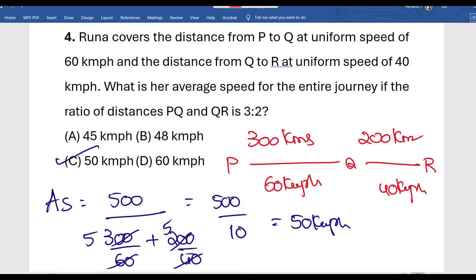Any doubt in this question? Why did I take 300, 200? Ratio 3 is to 2. You can take 30 and 20 also, sir. You take 30, 20, numerator 50, but your denominator will accordingly change. Answer will not be disturbed finally. When you take 30, 20, answer will be the same, sir. I'll take 3x and 2x. Yes, you take 3x and 2x, denominator 3x by 60, 2x by 40, answer will not be disturbed. Answer will be the same finally. 50 kilometer per hour.